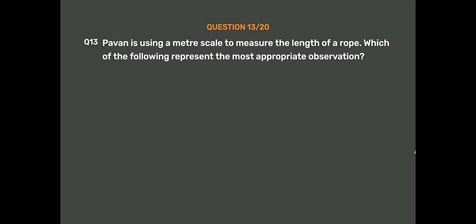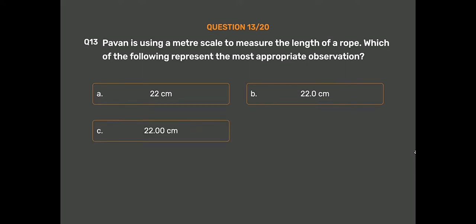Question number 13. Pawan is using a meter scale to measure the length of a rope. Which of the following represents the most appropriate observation? Option A. 22 centimeters. Option B. 22.0 centimeters. Option C. 22.00 centimeters. Option D. 0.22 meters.